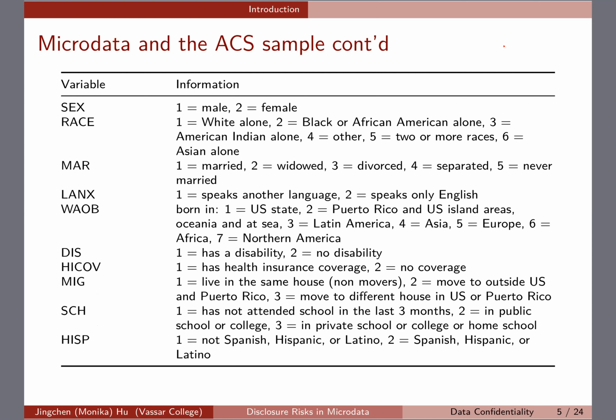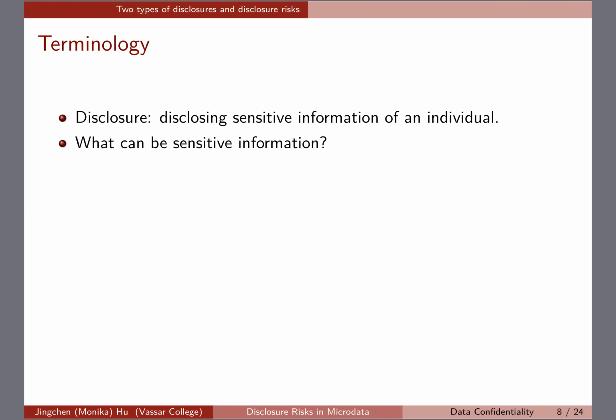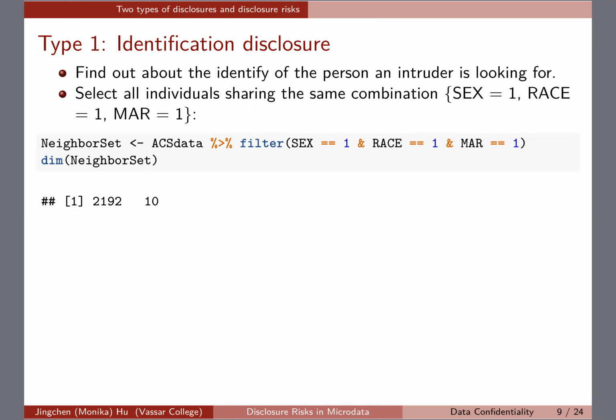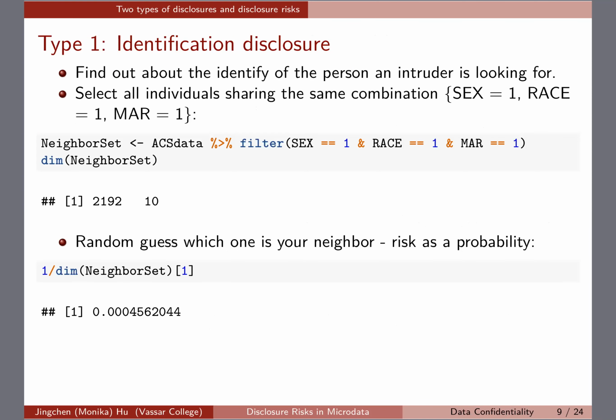Alright, so for the identification risk, this is what I did. I didn't do anything as fancy as what Isaac did. I was just looking at how many observations there are for this particular neighbor set, that's what I call it, and random guessing.